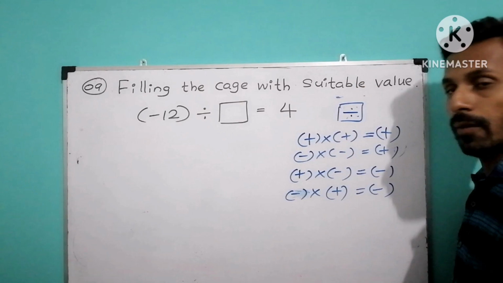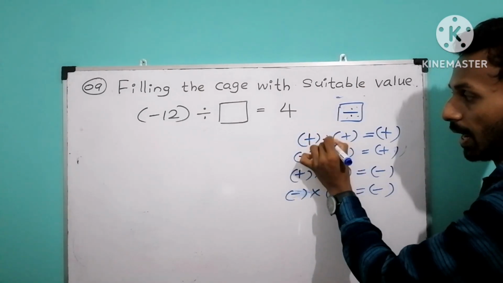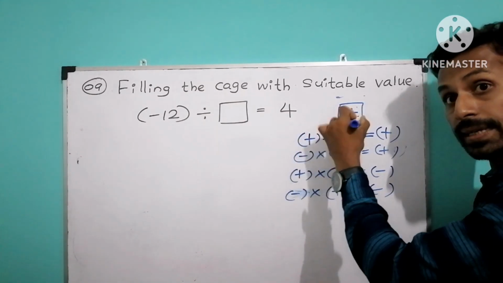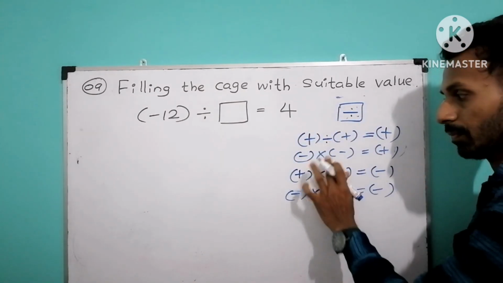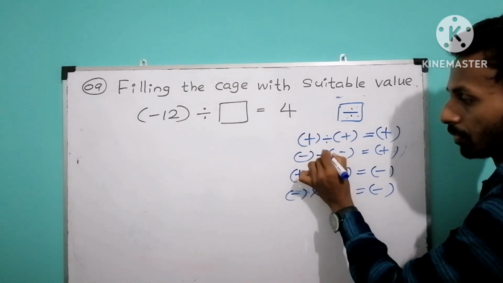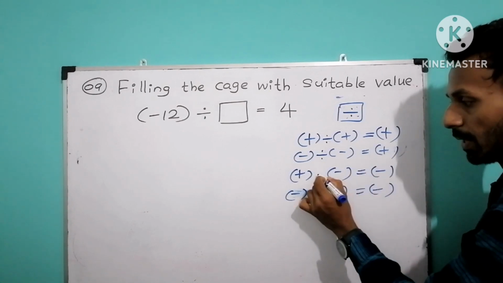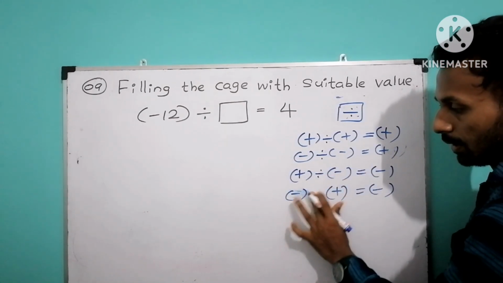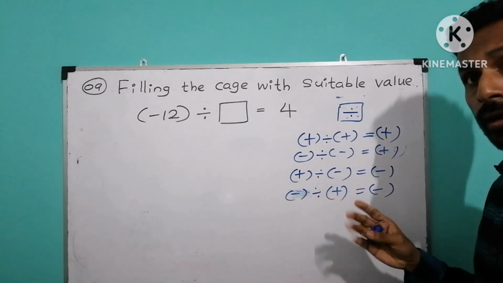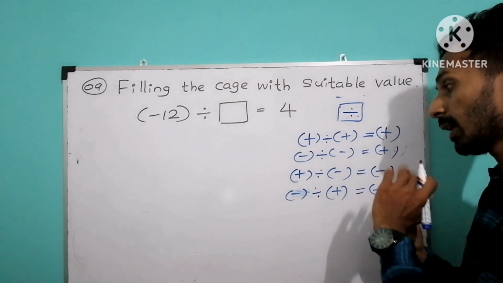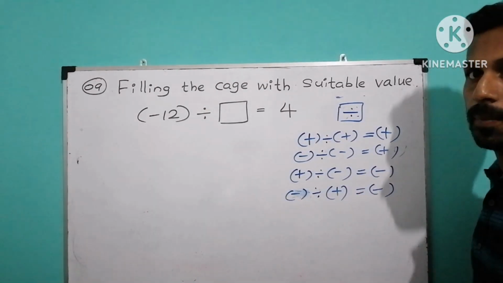Then the same thing happens in division too. When we divide two directed numbers with the same signs, a plus value divided by another plus value, the sign of your answer is plus. Here also, minus divided by minus, the sign is plus. When we divide two directed numbers with different signs, the sign of the answer is minus.